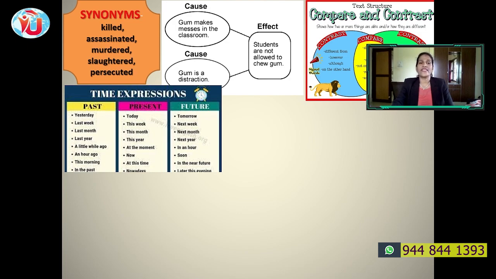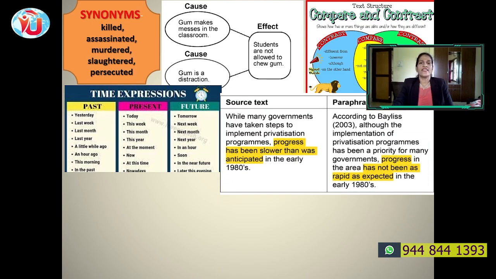If they talk about present tense, there will be today, this week, this month, this year, and so on. If they talk about the future, there will be a time expression such as tomorrow, next week, next month, next year, in an hour, soon. So identifying this and trying to get a glimpse of it in the text will definitely guide you to the answer. So you need to practice identifying time expressions in the text.